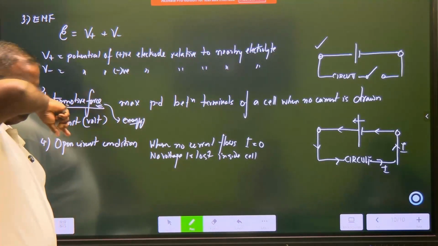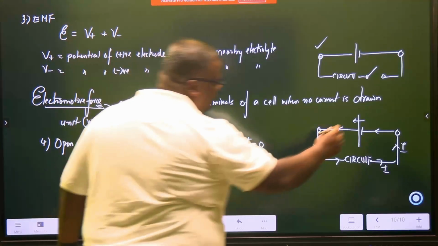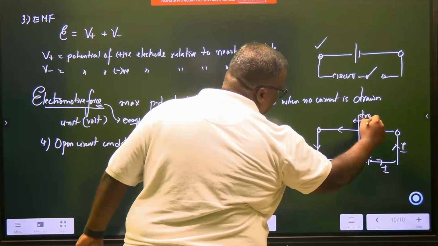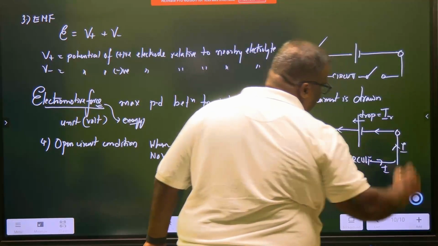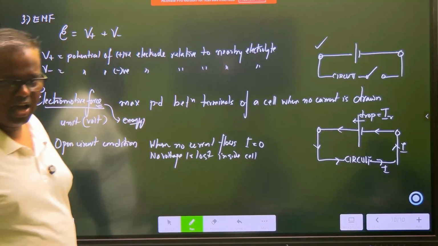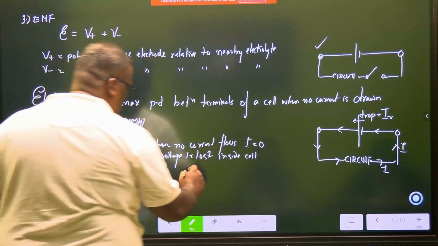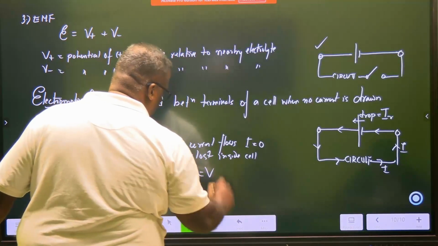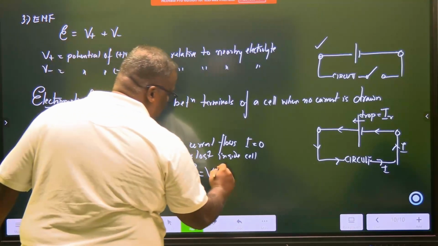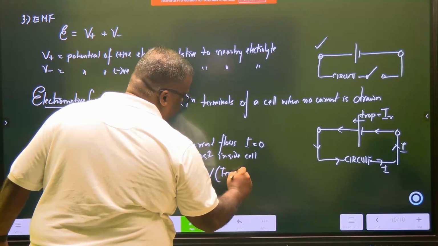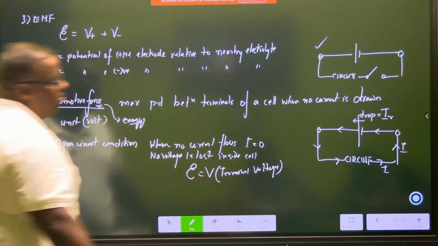No current flows means there is no voltage loss. Voltage loss means there's a drop out here. There will be a drop. And this drop will always be equal to the current multiplied by the internal resistance. V is equal to IR. So the same concept. So in this case, we say the EMF is equal to the V, and V is known as terminal voltage. Terminal voltage equals the EMF.